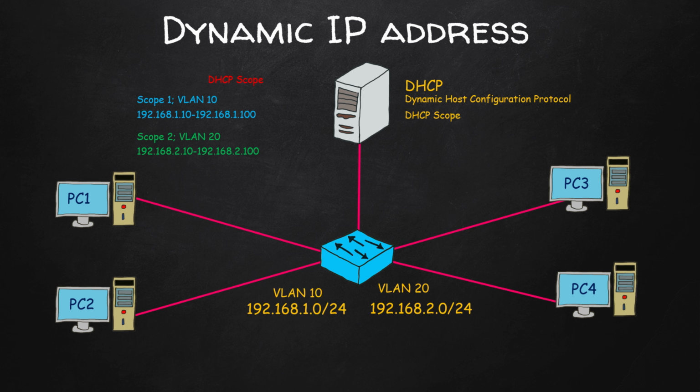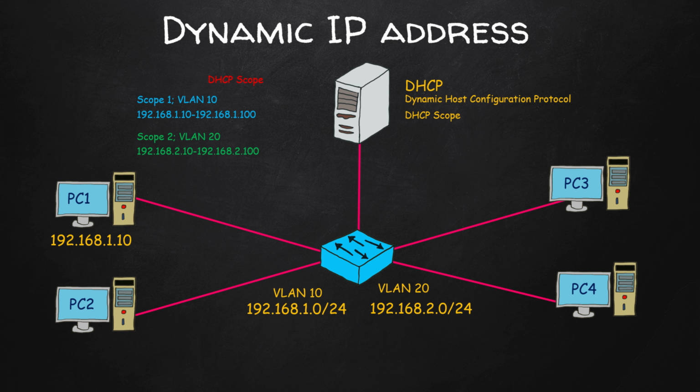So that means when PC1 requests an IP address from the DHCP server, the DHCP server checks which VLAN PC1 is from, and it can understand it is from VLAN 10. And what is the scope that is pointed to VLAN 10? The scope pointed to VLAN 10 is scope 1. And what is the range of IP addresses available in that scope? It is from 10 to 100. So PC1 gets the first IP address, which is 192.168.1.10.